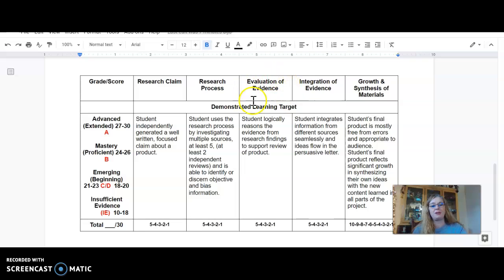Okay, the next criterion, evaluation of evidence: student logically reasons the evidence from research findings to support review of product. Integration of evidence is your next criterion: student integrates information from different sources seamlessly and ideas flow in the persuasive letter. And then the last one, the big one here, where it's worth 10 points, growth and synthesis of materials: student's final product is mostly free from errors and appropriate to audience. Student's final product reflects significant growth in synthesizing their own ideas with the new content learned in all parts of the project.